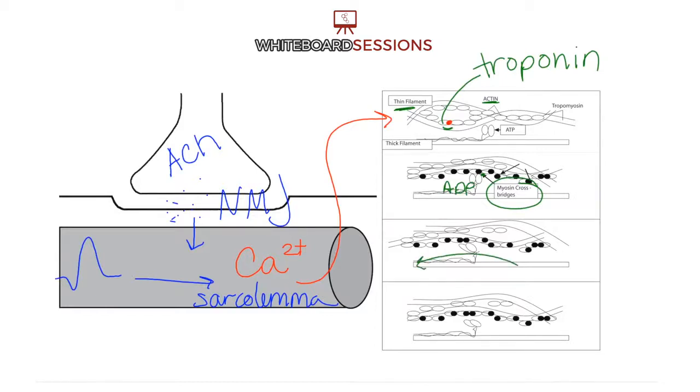One thing to make sure of is that the boards want you to know exactly what kind of troponin is present on the actin, and it's troponin C. So that's the big picture of skeletal muscle contraction. Now, we talked about how these slide past each other. So let's take a time out and focus on that, because there is something called the sliding filament theory of contraction. So let's look at that.